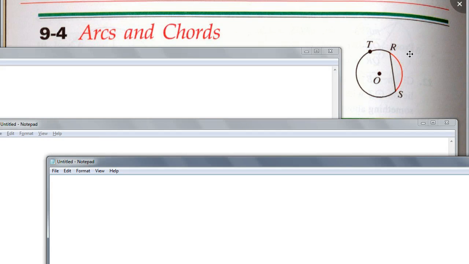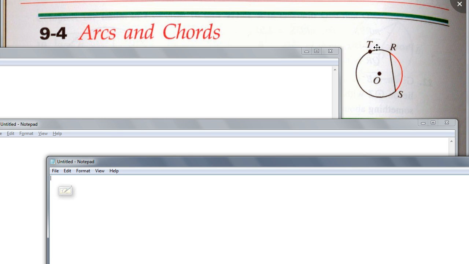So today's topic is arcs and chords. We're going to learn lots about arcs and chords, some theorems and so forth. Take a look at the picture on the right. Can somebody tell me one of the arcs in this circle? How about David? What do you think? Arc TR, right? There's that part of that circle right up there.